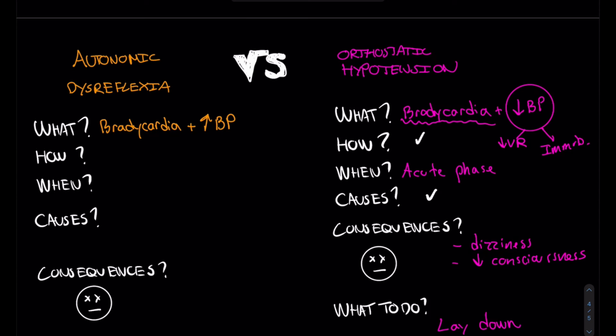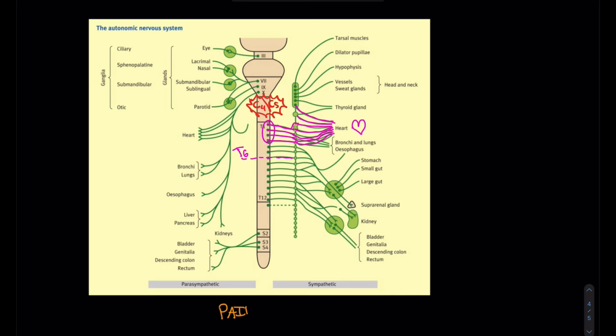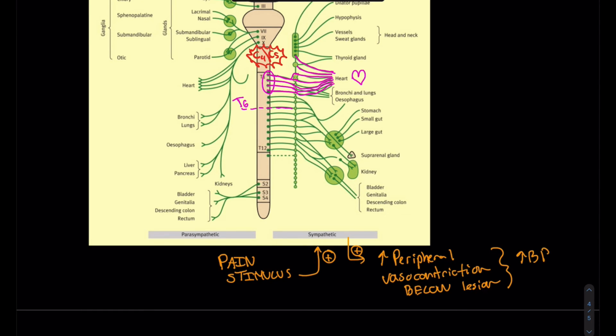Let's come back to our graph here. Autonomic dysreflexia is caused by a pain stimulus that usually originates below the lesion, usually in the distal part of the legs. This pain stimulus arises from the peripheral nervous system, and it will activate the sympathetic nervous system. The sympathetic nervous system will activate peripheral vasoconstriction below the lesion. And so we have special receptors called baroreceptors, and these will sense the increased blood pressure, right? Because if we increase vasoconstriction, we have increased blood pressure.